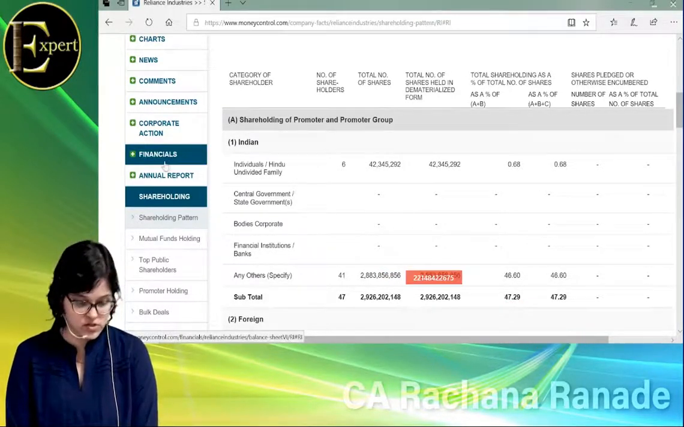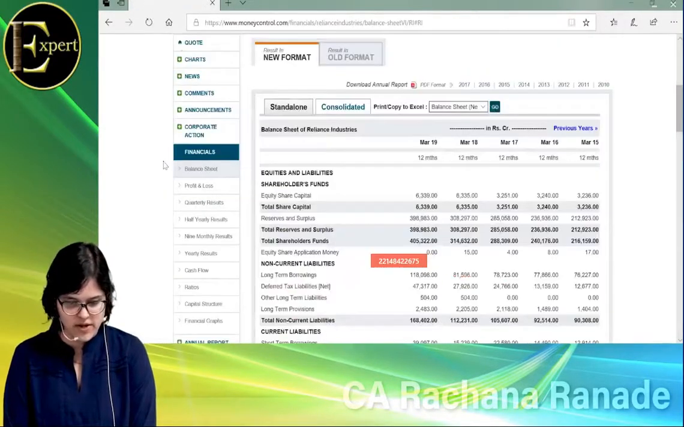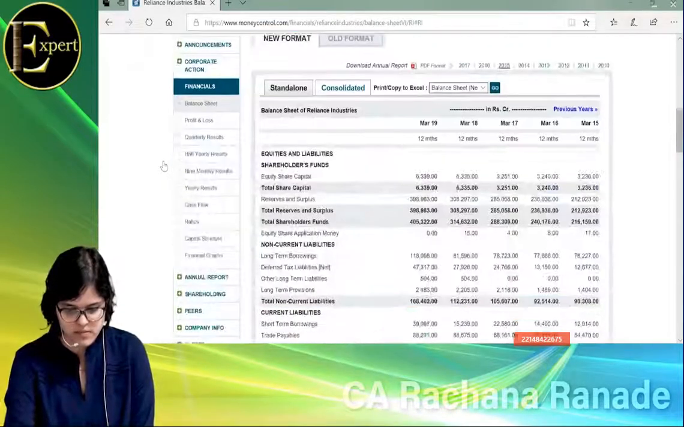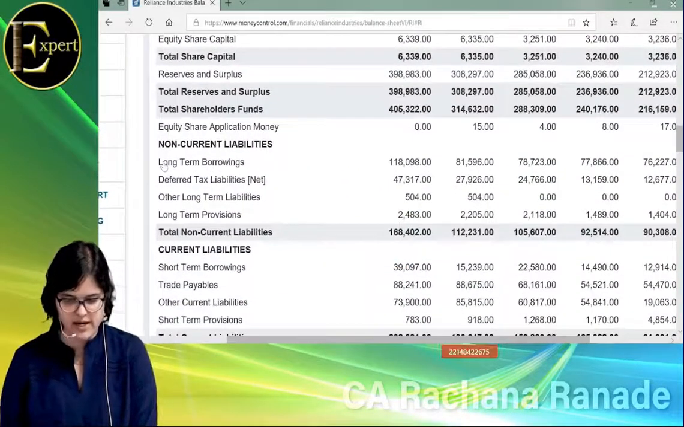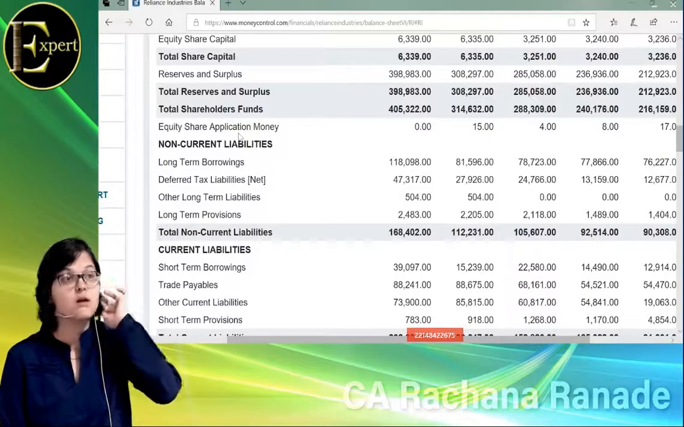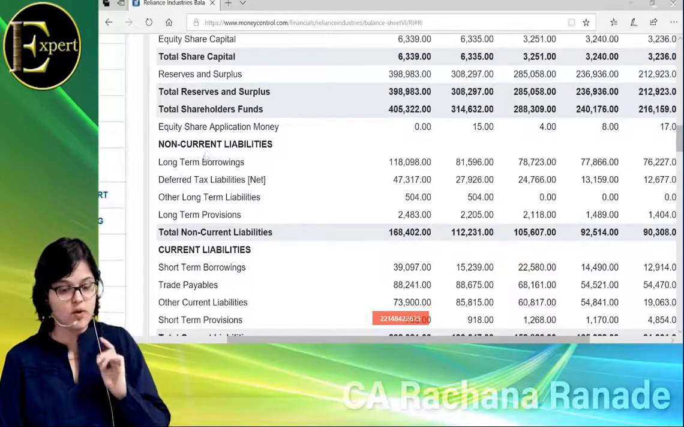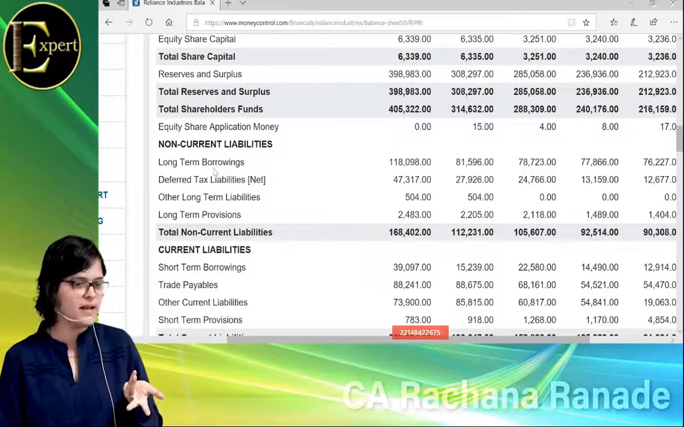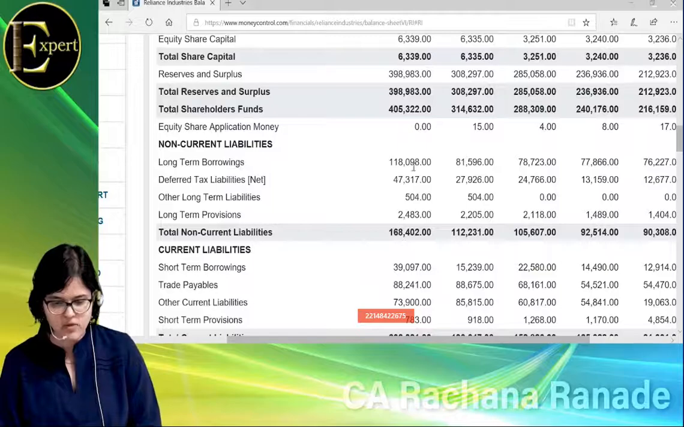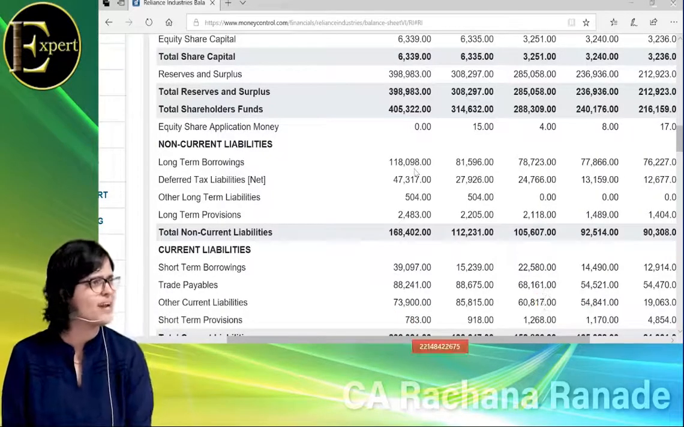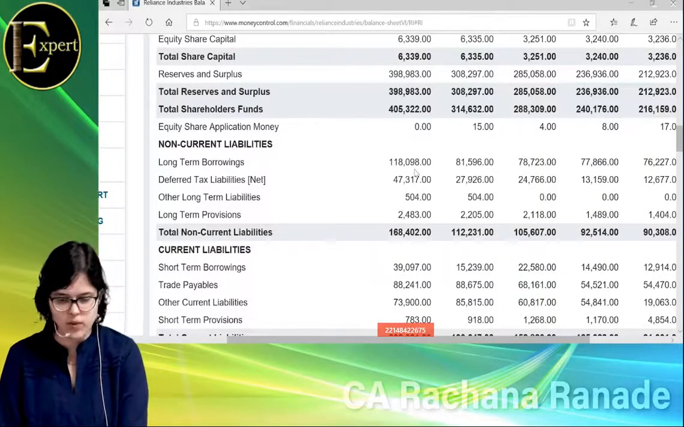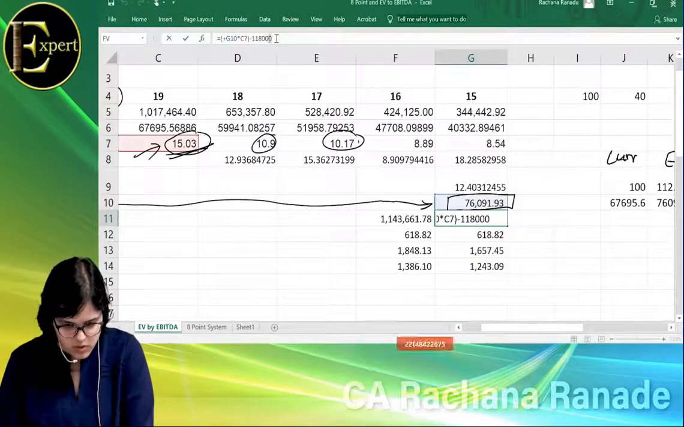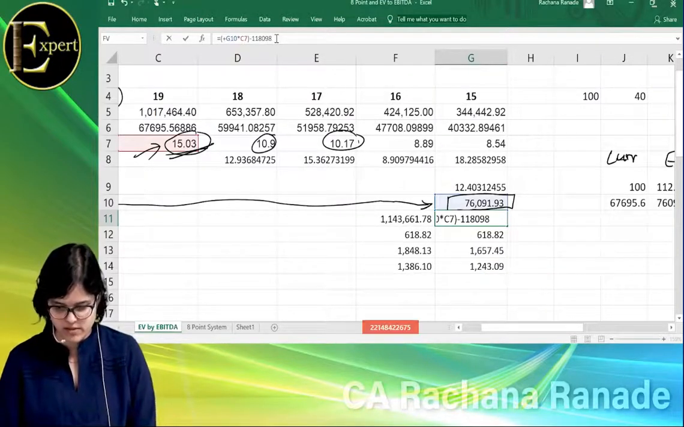Financials. In financials, the balance sheet automatically opens up. Where do I check in the balance sheet? Non-current liabilities. And in non-current liabilities, this long-term borrowing is nothing but debt. Correct? Long-term borrowing is nothing but debt. So this is 1,18,098, again in crores. So 1,18,000 I have roughly taken. Okay, 118,098, I'll just change this to be more precise.